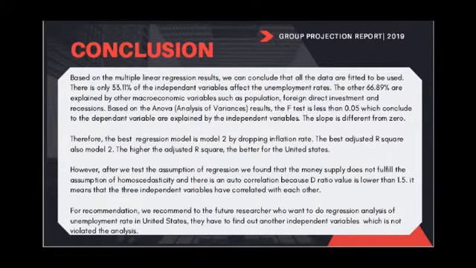In conclusion, based on the multiple linear regression results, we can conclude that all the data are fit to be used because only 30.11% of the variation in the unemployment rate is explained by the independent variables. The other 66.89% is explained by other macroeconomic variables such as population, foreign direct investments, and recessions.